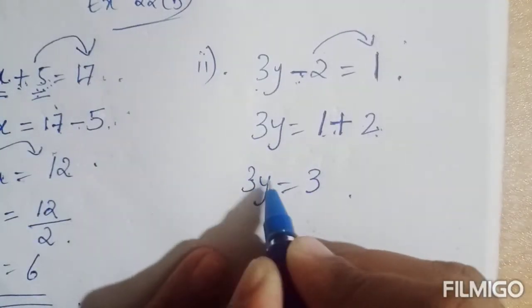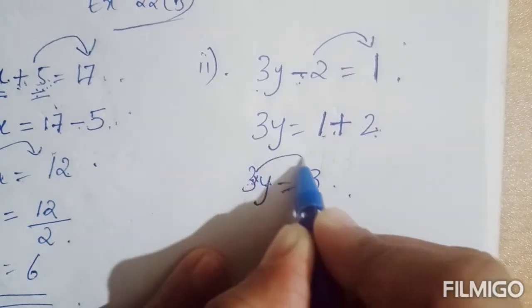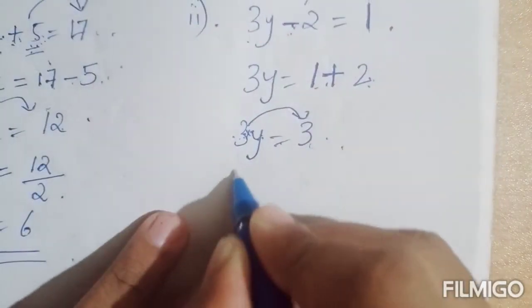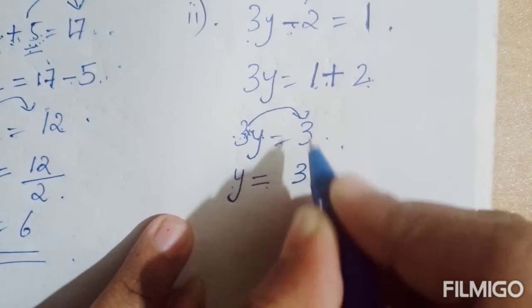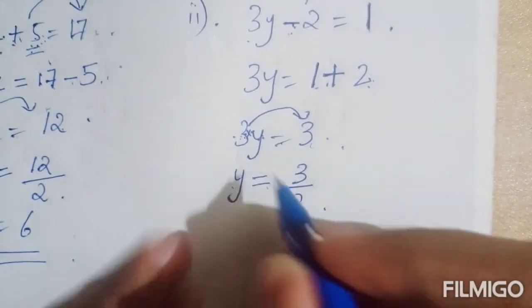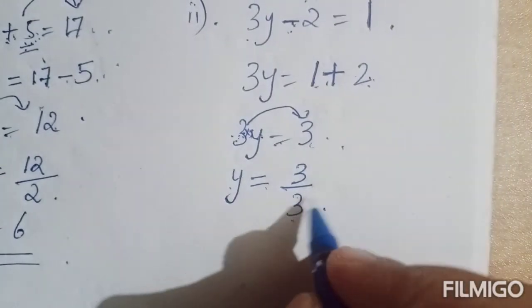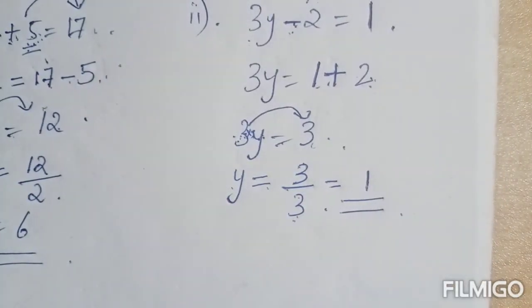Now 3y, 3 into y equal to 3. So multiplication 3 we are taking to the other side. So that will be y equal to 3 divided by 3. Multiplication on taking to other side, it will be division. 3 divided by 3, it is 1. So y equal to 1 will be the answer.